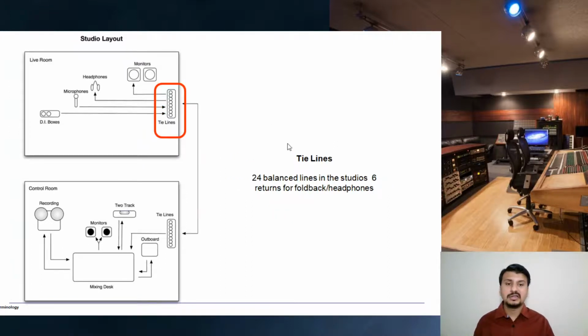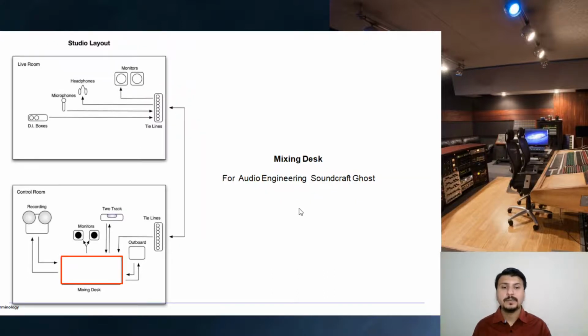These tie lines, which you can see on the right side, connect the two studios, the live room and the control room. So these tie lines are 24 lines in the studio, and this returns or foldbacks the headphone.